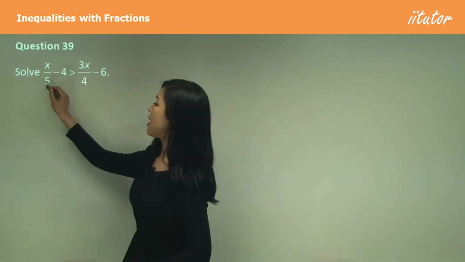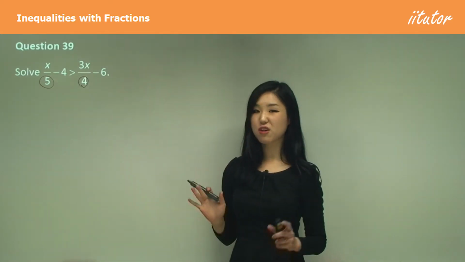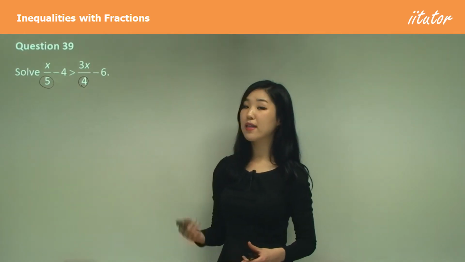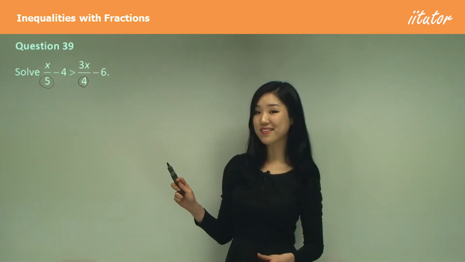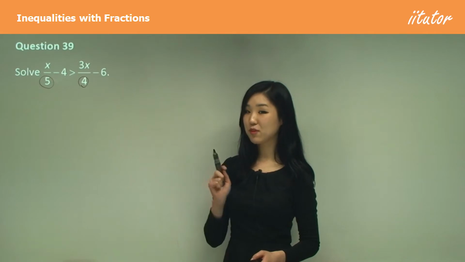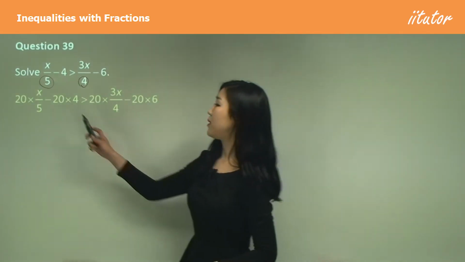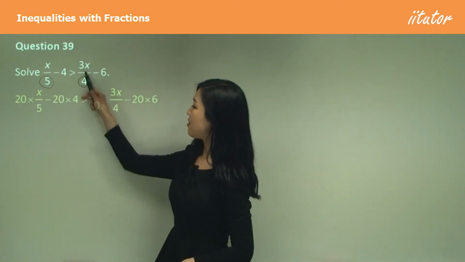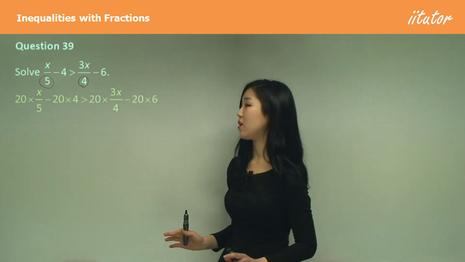So see how the denominators are 5 and 4. To eliminate those fractions, because I really don't like working with fractions, they always confuse me. So I'm going to find my lowest common multiple of 5 and 4. Remember that? So what's the lowest common multiple of 5 and 4, guys? Should be 20, right? So I'm going to multiply everything by 20. So multiply x over 5 by 20, 4 by 20, this fraction by 20, and 6 by 20 as well. Everything on both sides of the inequality.